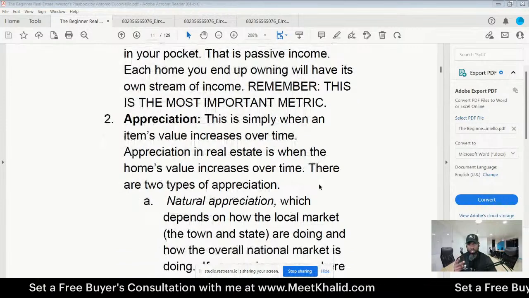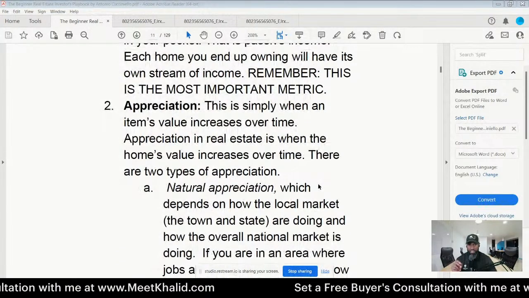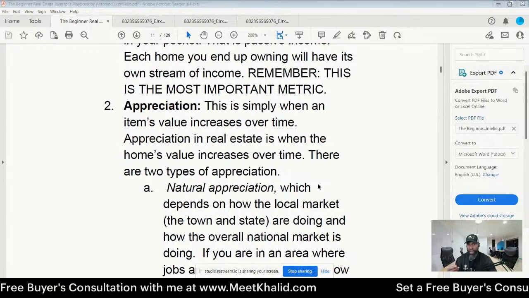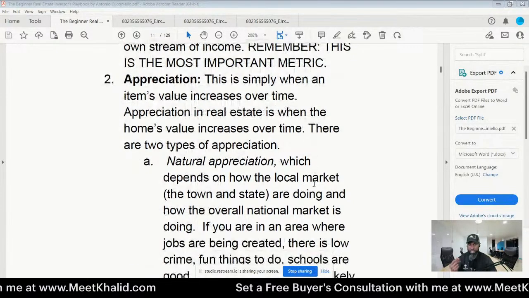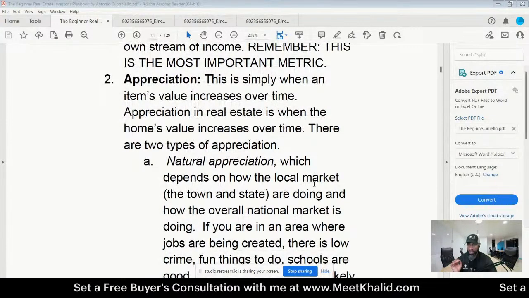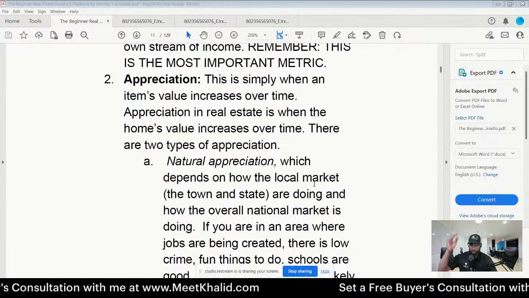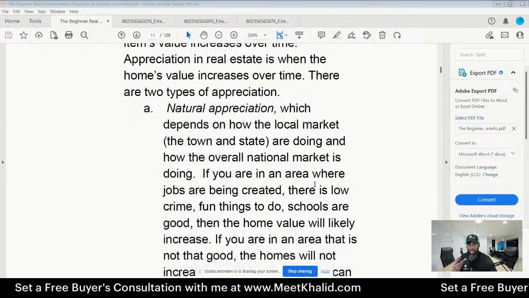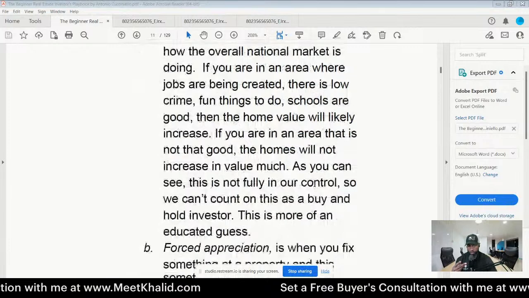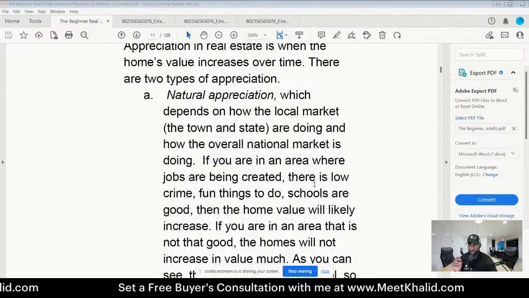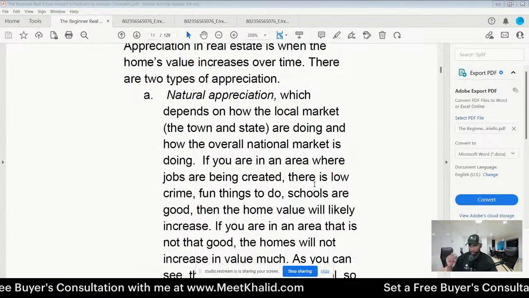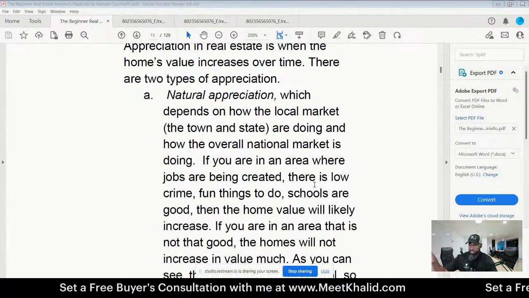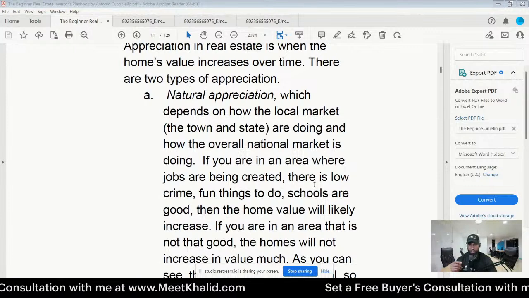The second thing we're going to talk about is appreciation. This is simply when an item's value increases over time. Appreciation in real estate is when a home's value increases over time. You buy something, you hold it, and the price goes up. There are two types of appreciation: natural appreciation and forced appreciation. Natural appreciation is when you buy something and the overall market goes up. You didn't do anything to the property, but it naturally goes up over time.